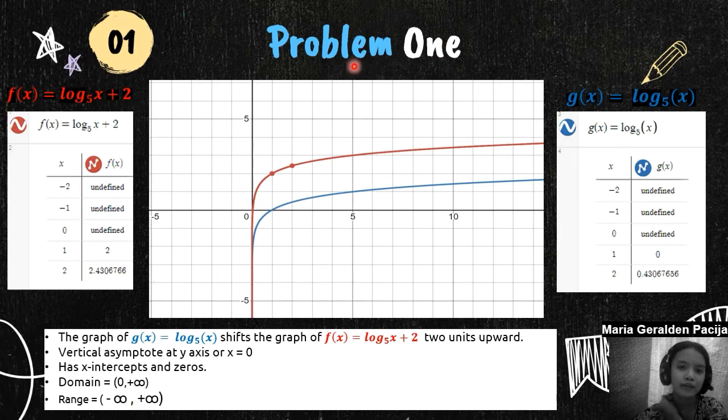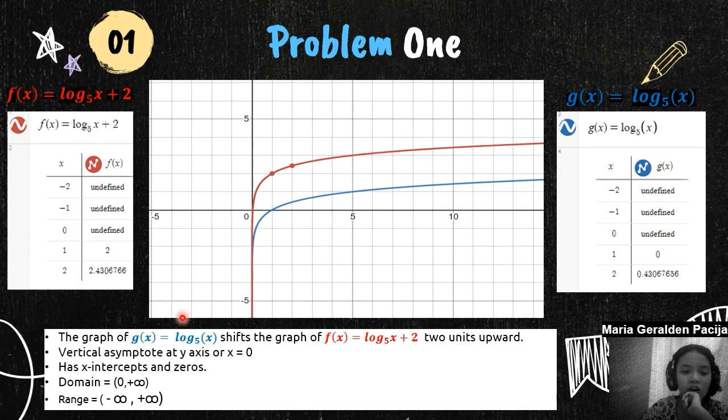Now for problem 1, as you can see, the graph of g of x equals log of x with a base of 5 shifts the graph of f of x equals log of x plus 2 with a base of 5 two units upward. Next, for the asymptote, as we all know, an asymptote is a line that a curve approaches but never touches. So for problem 1, we have our vertical asymptote at the y-axis, or x is equivalent to 0.